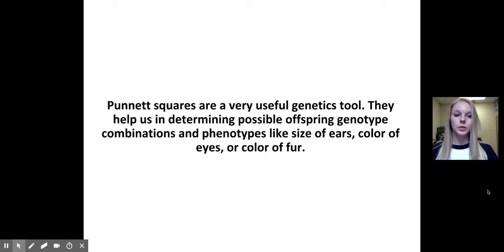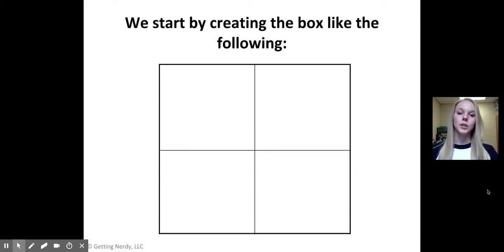To do this, we are going to use a Punnett square. You have a Punnett square on your page, and you're going to use this as we go in and fill out the different boxes. Punnett squares are useful genetic tools in helping us predict the possibilities of the offspring genotype combinations and phenotypes. So you're going to start with a blank box on your page.